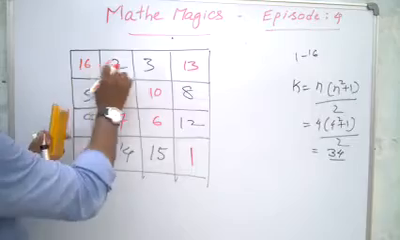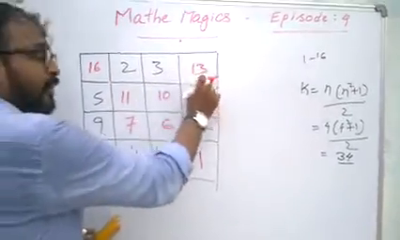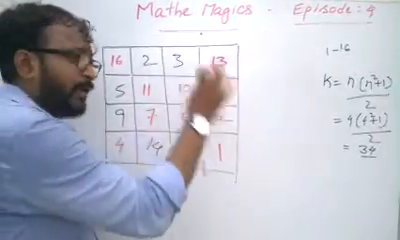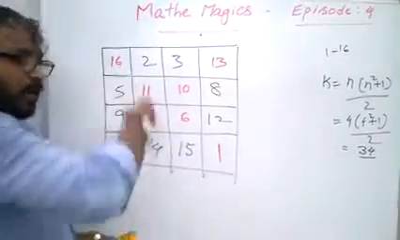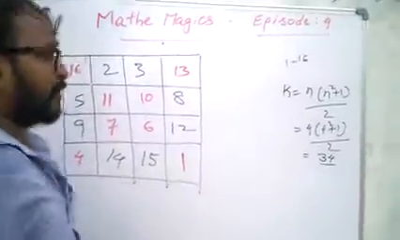So find the sum. Sorry, 16 plus 2 is 18, 21, 34. Like that, if we add any row, we find 34 as the result. Columns also 34 as the result. And two main diagonals also 34 as the result.